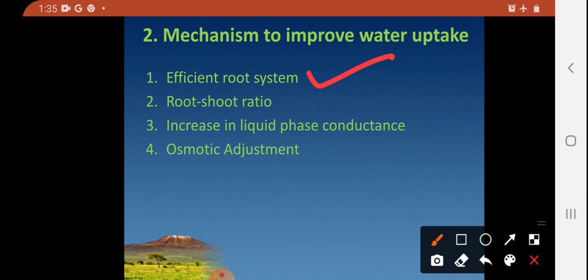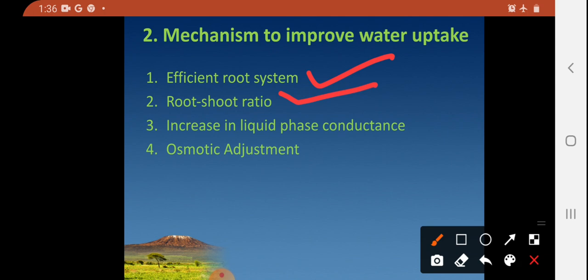This root system is an important morphological adaptation that helps in drought resistance without loss of productivity of that particular crop. Next mechanism is root to shoot ratio, or root to top ratio. If the roots are more compared to the transpiring shoot, as we know, transpiration means loss of water from the plant body, and that part of the plant body which is exposed to sunlight, that means the above soil part, is more responsible for transpiration. So if roots are more compared to that transpiring shoot or top, water balance can be maintained.